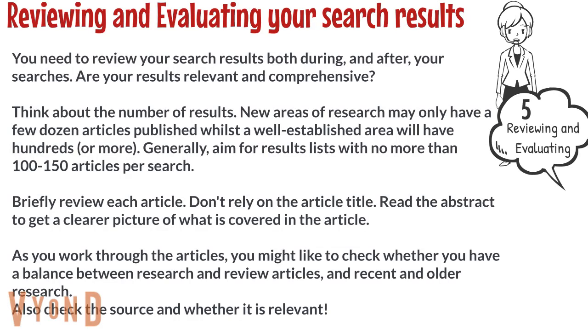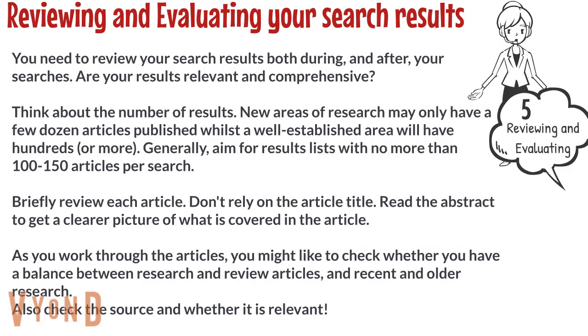Finally, reviewing and evaluating your search results. You need to review your search results both during and after your searches. This helps to ensure that your results are relevant and comprehensive. During your searches, think about the number of results. New areas of research may only have a few dozen articles published, whilst a well-established area will have hundreds or more. Generally aim for results lists with no more than 100 to 150 articles per search. Larger numbers will be difficult to work through and may indicate that your search has not focused closely enough on specific aspects of your topic.